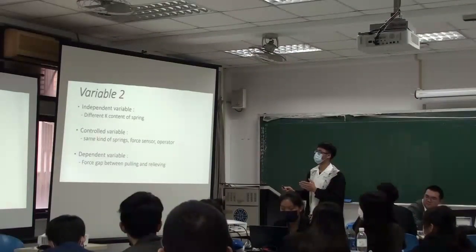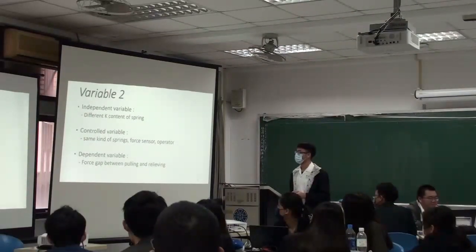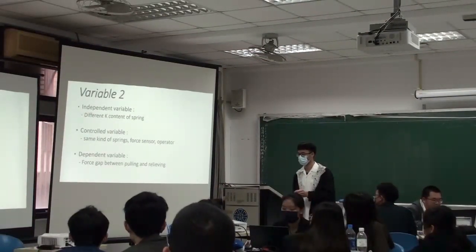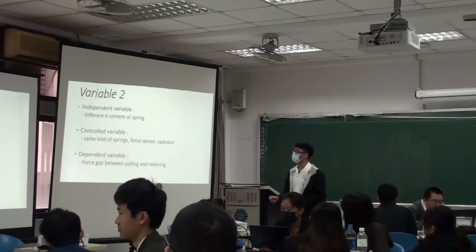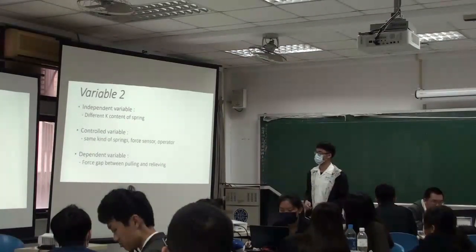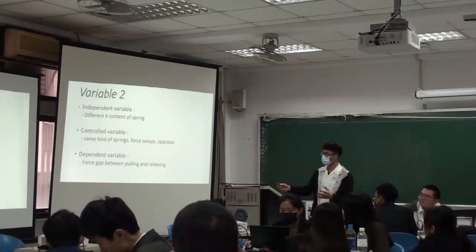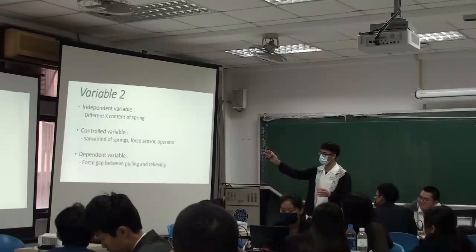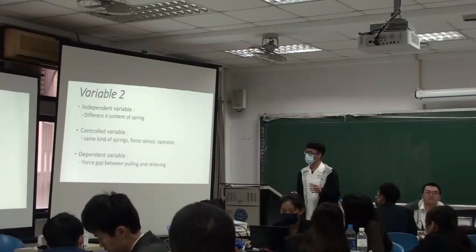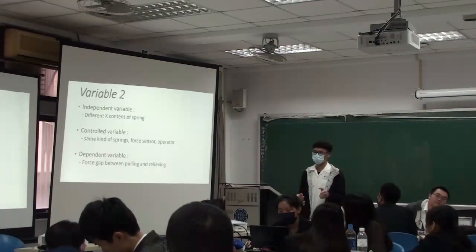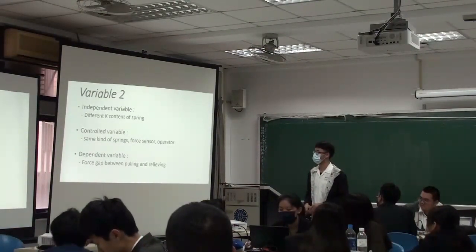And this is our variable 2. Our independent variable is different kinds of spring. We focus on where the hysteresis phenomenon will happen, in the ball, in the system, or in the spring. Our control variables are the spring, force sensor, and operator. Our dependent variable is the force gap between pulling and relieving. We do this experiment to find out whether different kinds of spring cause the hysteresis phenomenon.